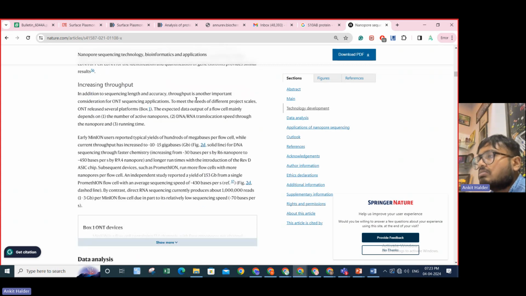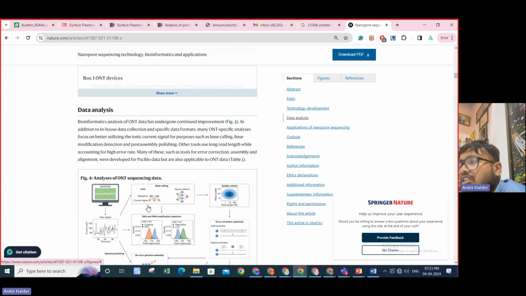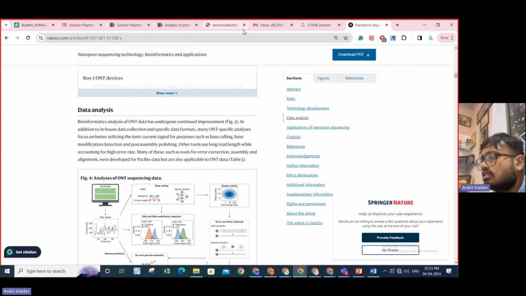In addition to sequencing throughput, another important factor is data analysis, which sees continual improvement. In addition to in-house data collection and specific analysis, there is better utilization of base calling, base modification detection, and post-assembly correction. Other tools include long-range polishing. It is a two-layer correction, assembly, and multiple-pass data approach, but is also applicable to other data.